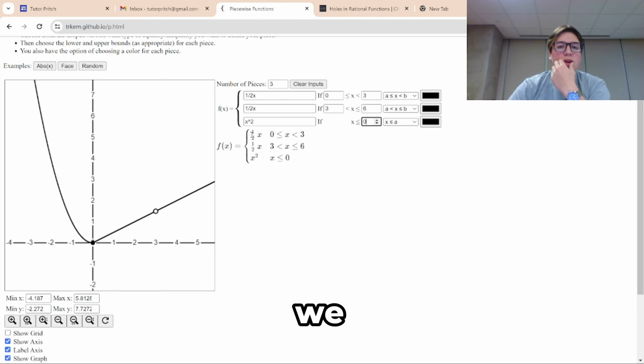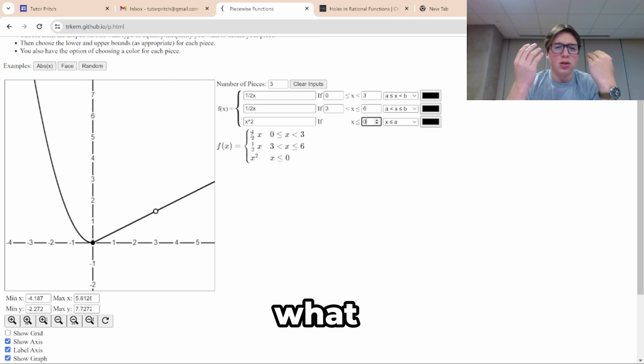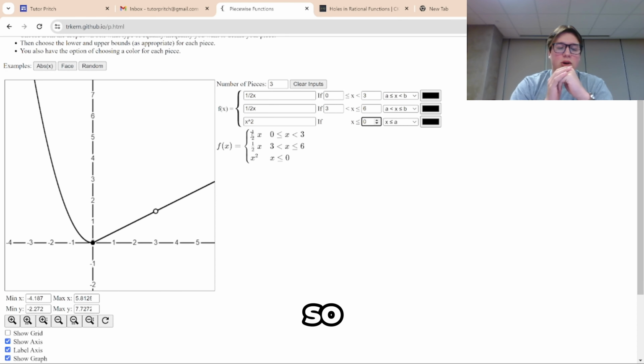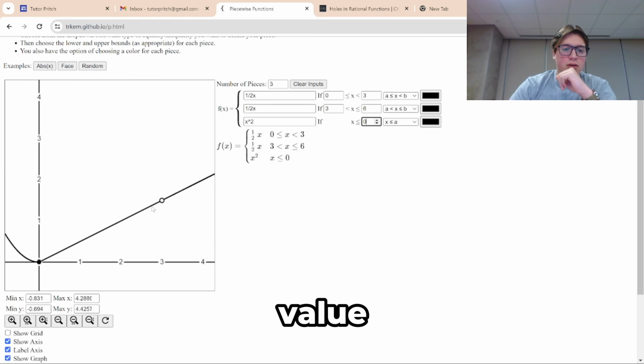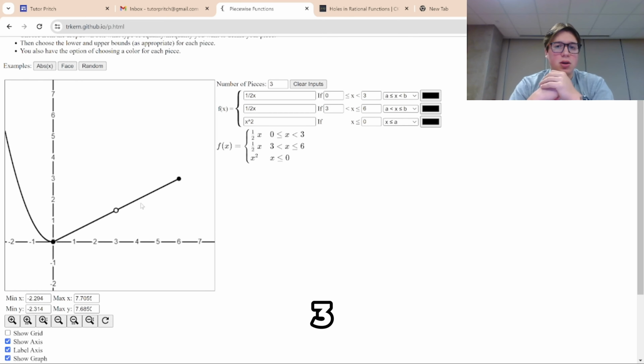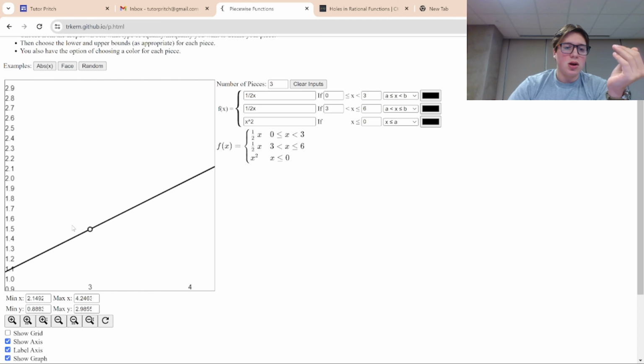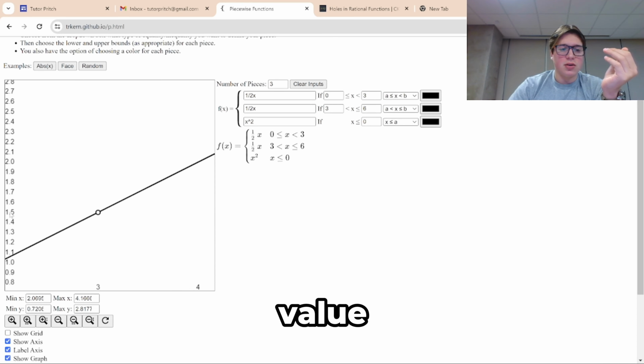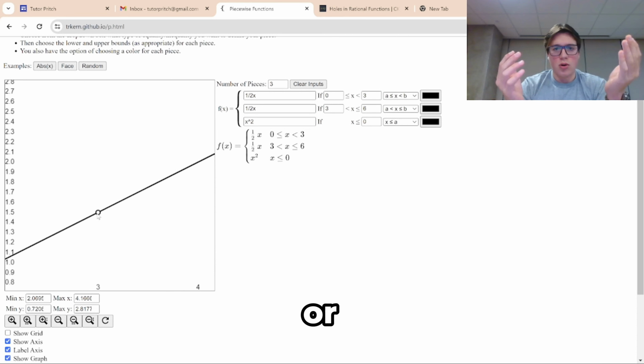But we can evaluate the limit and see kind of what the function would be if it was defined at 3. So we can see here that from the left, as we approach x equals 3, our function gives us a value of 3 over 2. And then when we approach 3 from the right, we can see that our function also kind of gives us a value of 3 over 2 or 1.5.